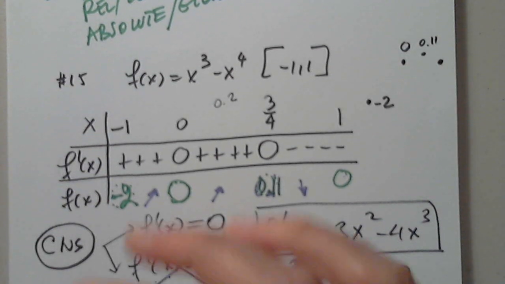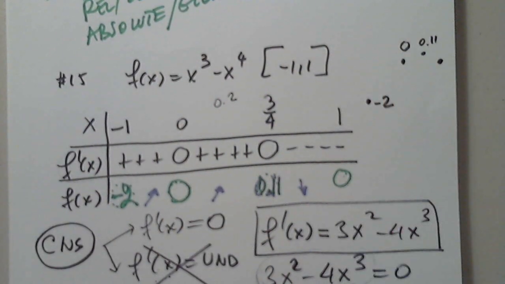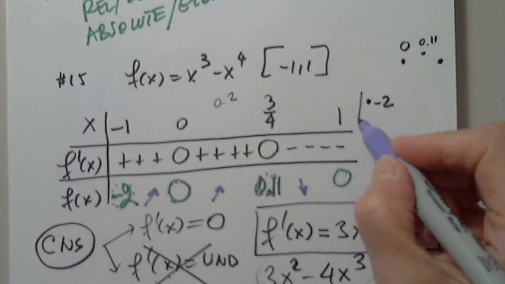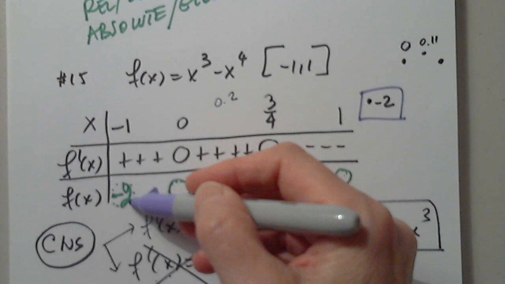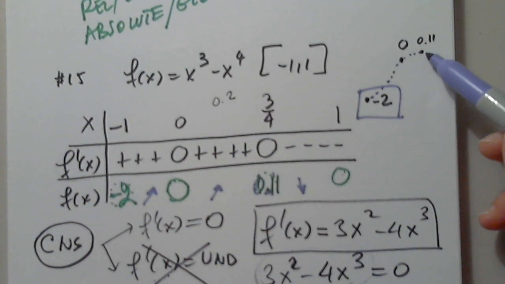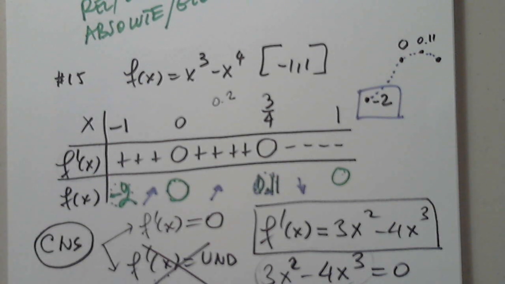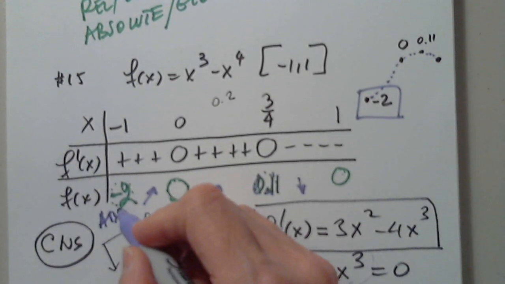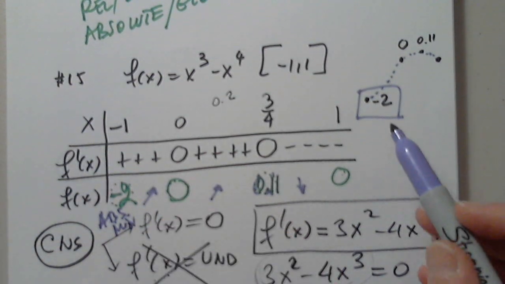Now I have to identify each point. Let's start with this point. -1, -2. What will this be? I'm not graphing the function. I'm just giving you an idea. What type of point will this be? Absolute minimum. Absolutely. Can it be relative?